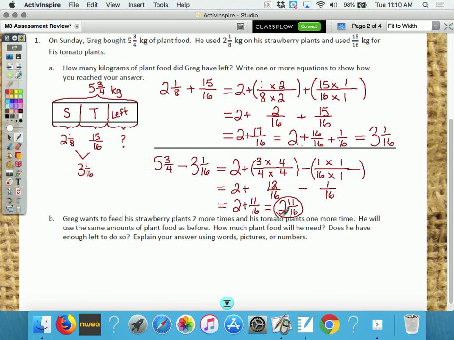Okay, so my answer here, and we're going to answer with a sentence. How many kilograms of plant food did Greg have left? That's my question. So Greg had 2 and 11/16 kilograms of plant food left.